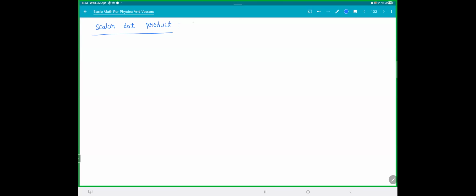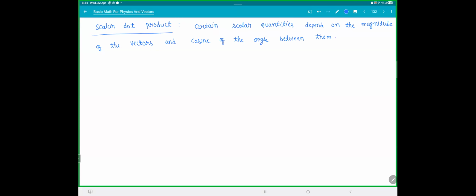So this is what people have observed. There are certain scalar quantities that depend on the magnitude of the vectors and the cosine of the angle between them. Example, let's see one of the most common things.